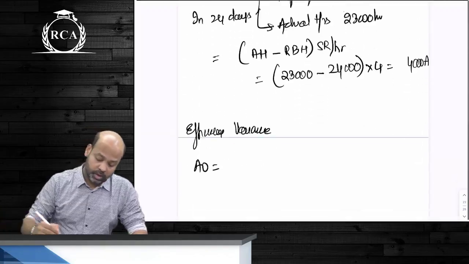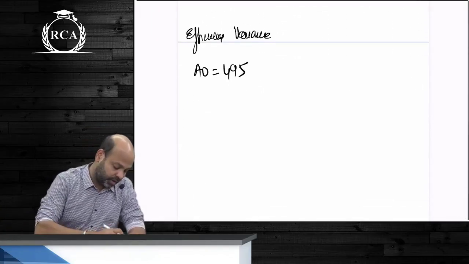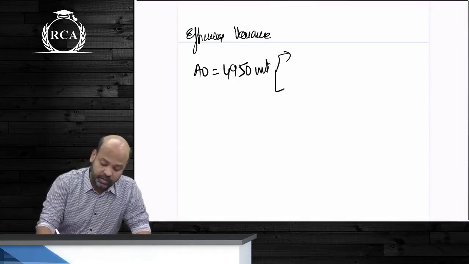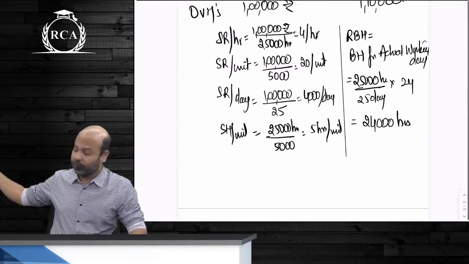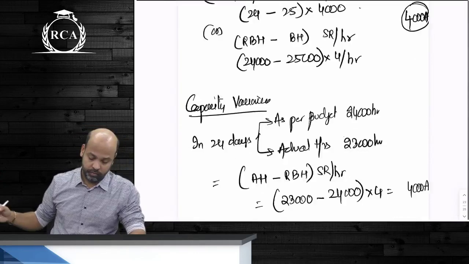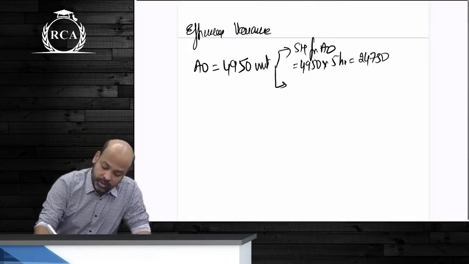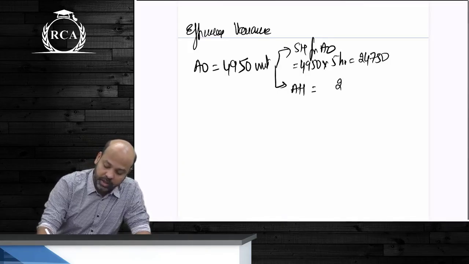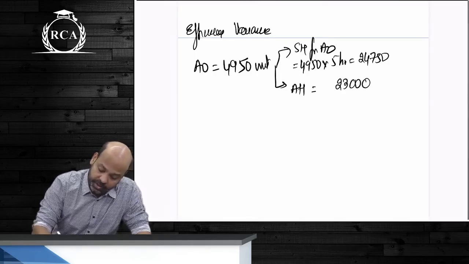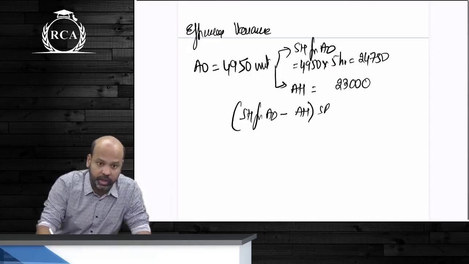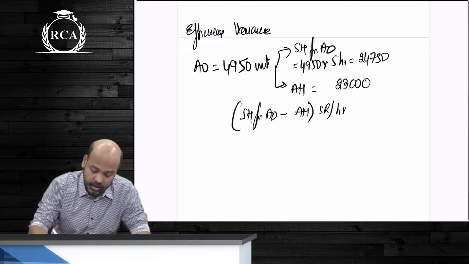4,000. To manufacture 4,950 units, how many hours should you have taken? Standard hours for actual output. For those who forgot, standard time per unit is 5 hours. So it should be 4,950 multiplied by 5 hours, which is 24,750. The actual hours that you have worked is 23,000. So my efficiency variance will be standard hours for actual output minus actual hours multiplied by standard rate per hour.